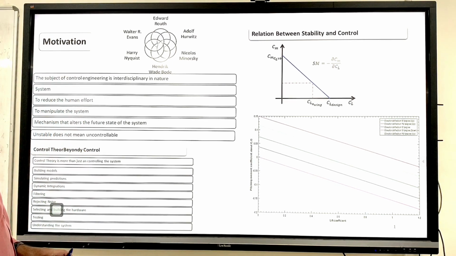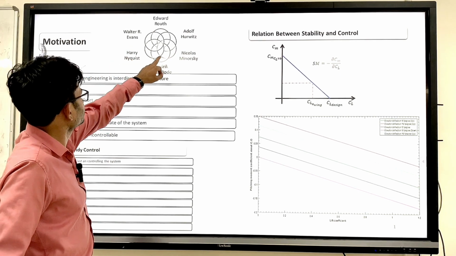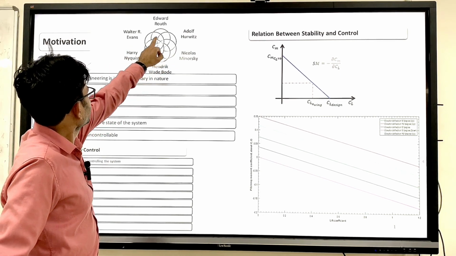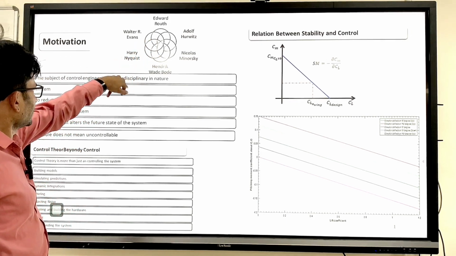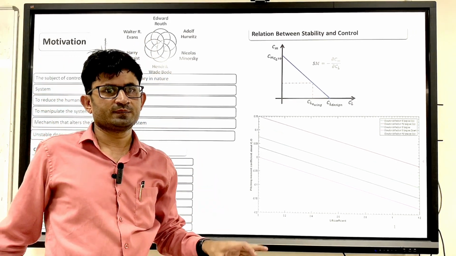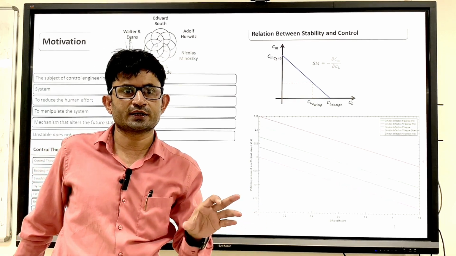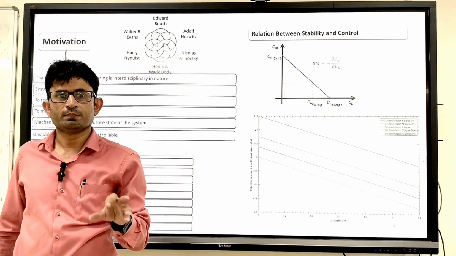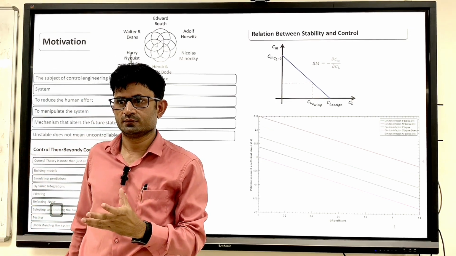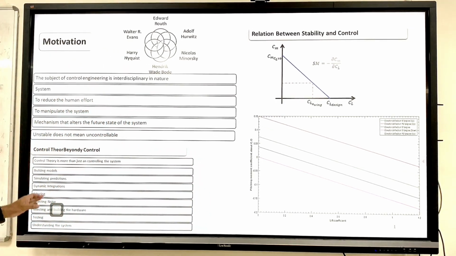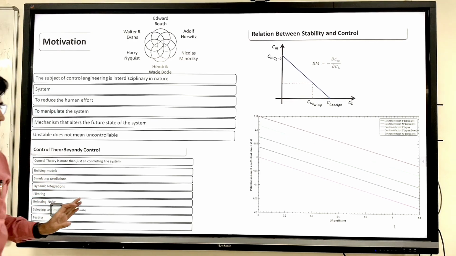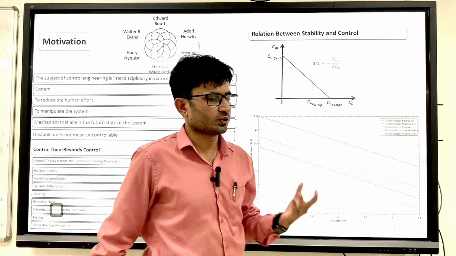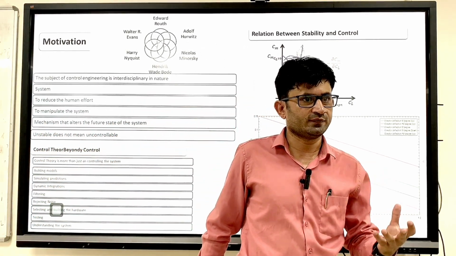And you can see here, later I will tell you about these people: Nicholas, Edward, Walter, Nyquist. There are so many people who played a significant role in building the control theory. So later we will see. And now you can see control theory is beyond the control. For example, when you want to design some control system, you should know the plant behavior, plant dynamics.